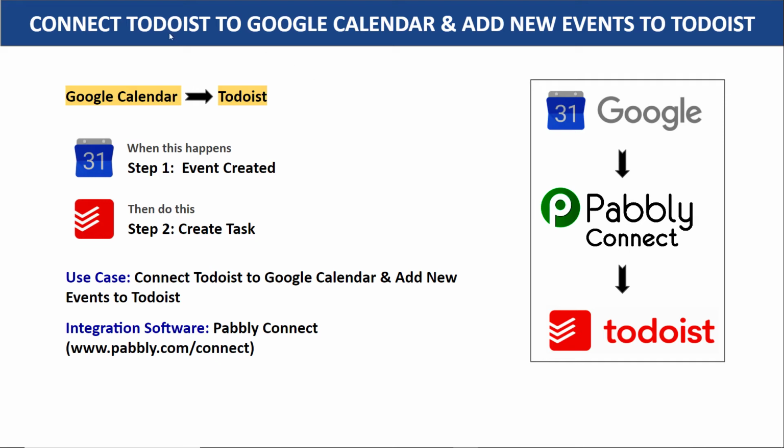Hello everyone. In this video, we will learn to connect Todoist to Google Calendar and add new events to Todoist. Imagine you have created a new event in Google Calendar. Let's say the event name is Interview with John, scheduled for the 21st of May. To create a backup of this data, you have planned to create a task in Todoist.